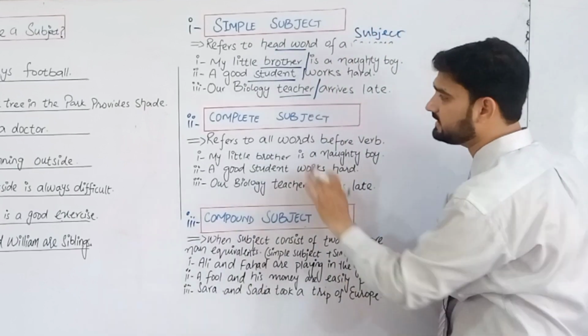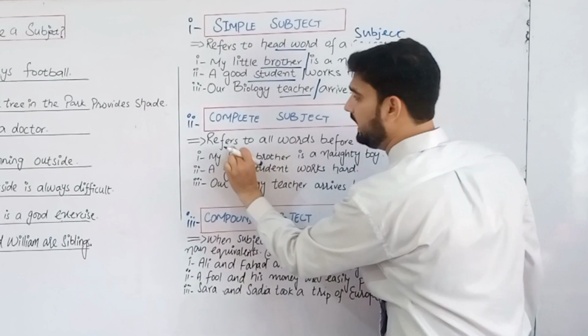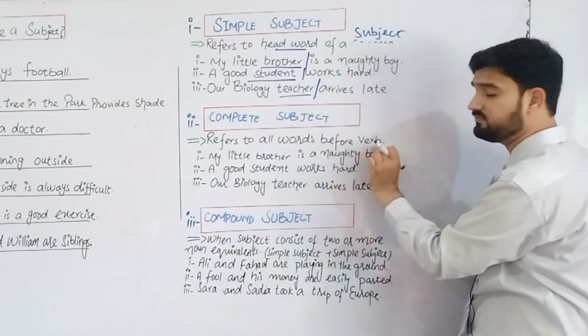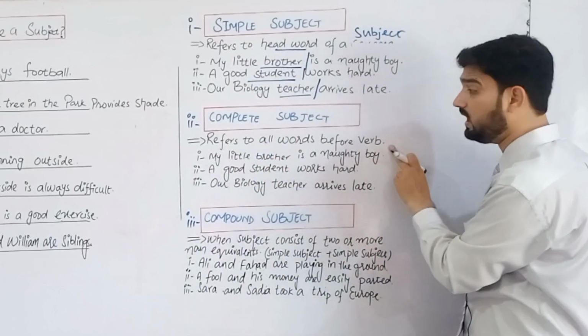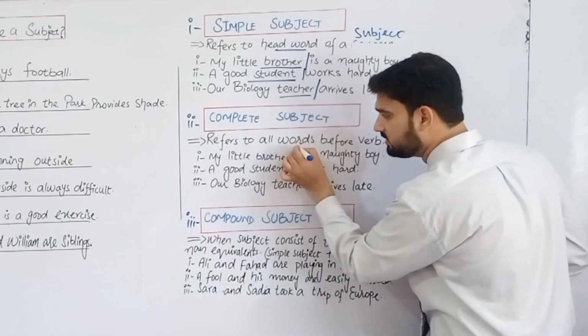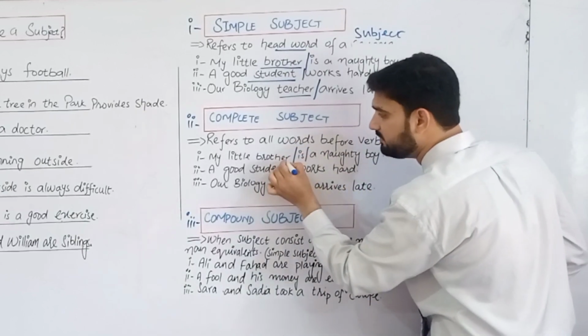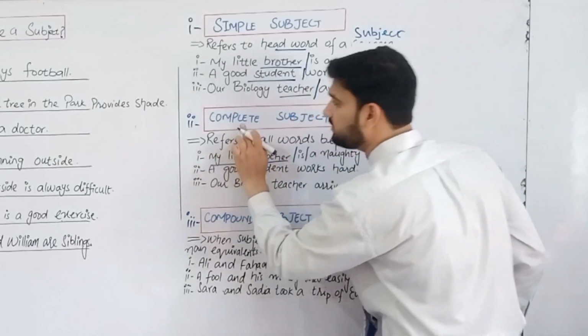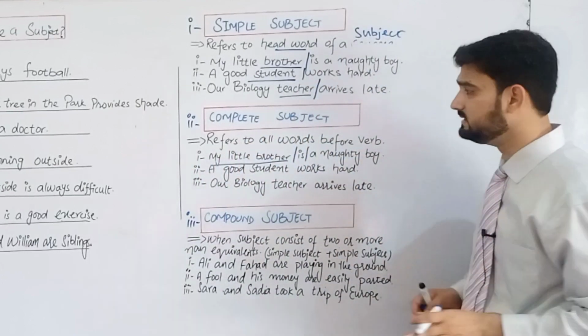The next thing is the complete subject. What is a complete subject? It refers to all the words before a verb. Yes, all the words before a verb. Find out the verb. The verb is works, and before that all these words are known as the complete subject. This is so easy.